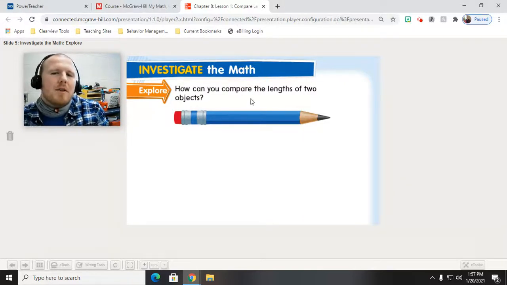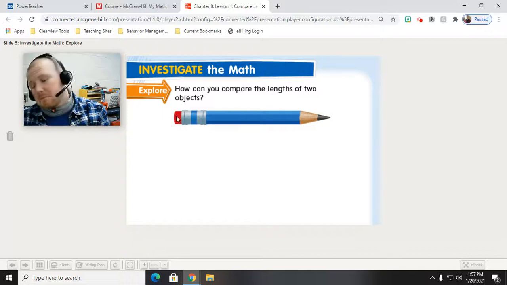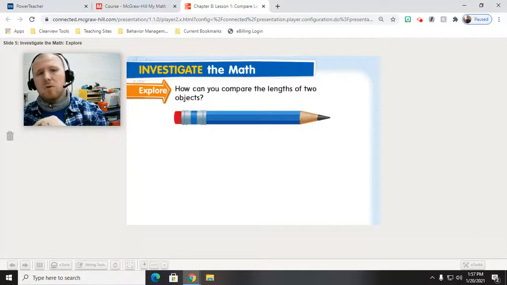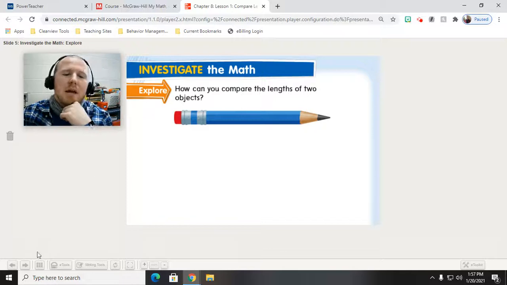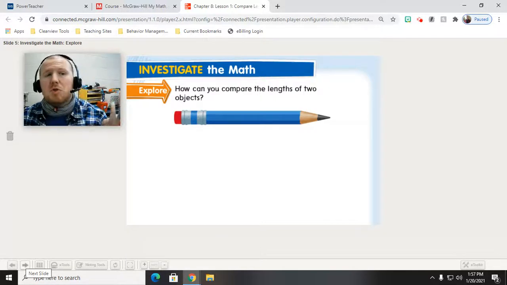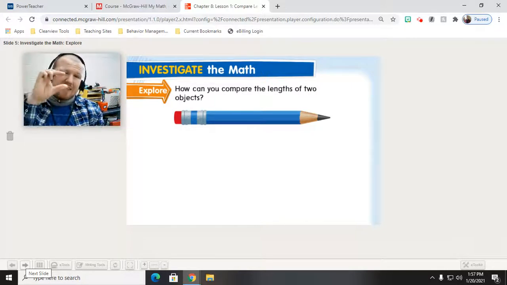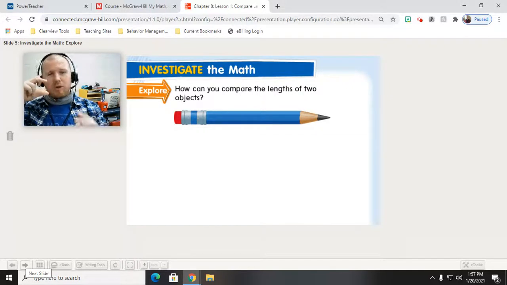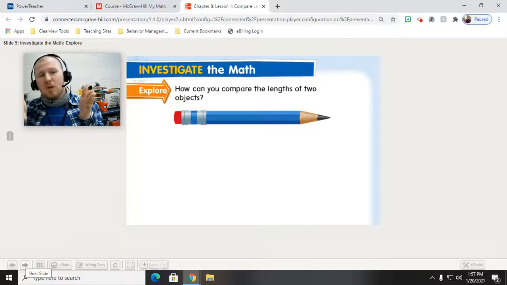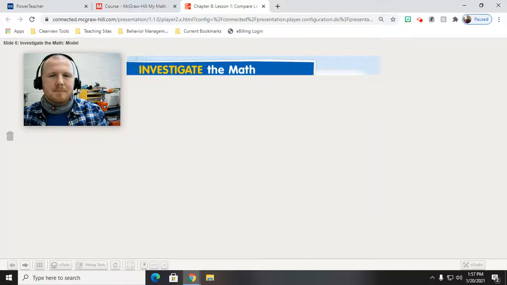All right. So, how can you compare the lengths of two objects? Well, let's take a look. So, there's a pencil on our picture here. I'm sure you can use pencils and stuff like that. Like if you have a pencil that's been sharpened a lot, that's like this big now, versus a new pencil, then you can compare, oh, this one is small and this one is big, right? But when we're talking about length, we're talking about how long or short something is. So we can say this pencil is longer. This pencil is shorter. So let's take a look at what they have in mind, okay?